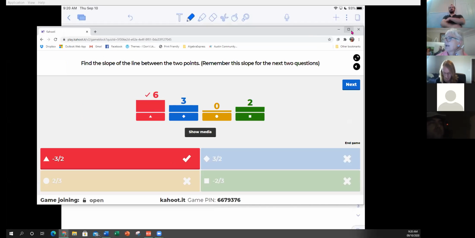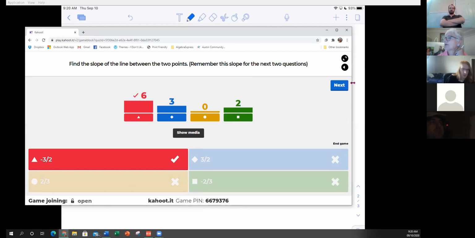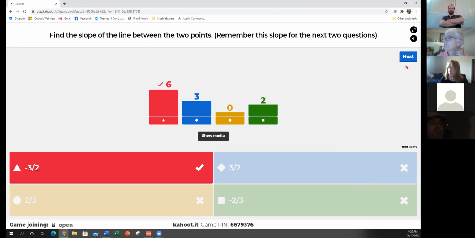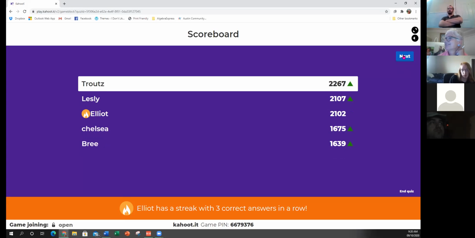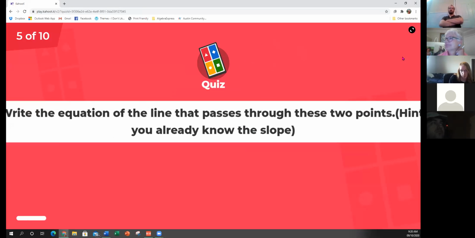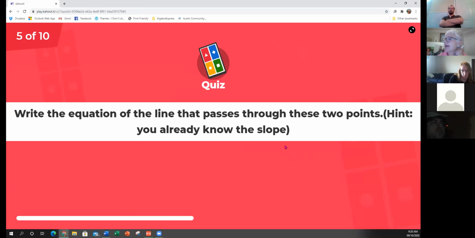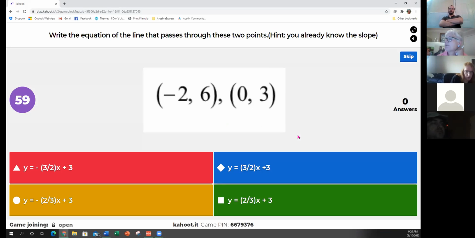Okay, hang on to that slope. Slope is -3/2, because you're going to need it for this next problem. Write the equation of the line that passes through these 2 points. So we know the slope of the line that passes through these 2 points. So you should be able to easily write the equation of this line, because we also have the y-intercept.